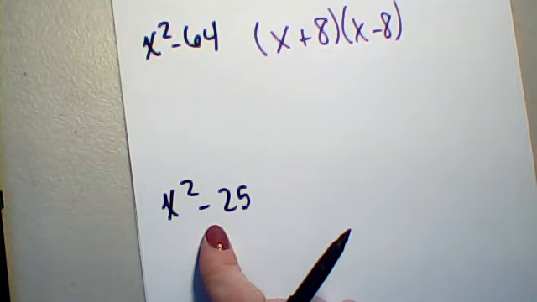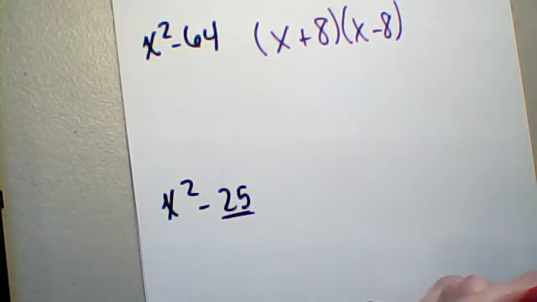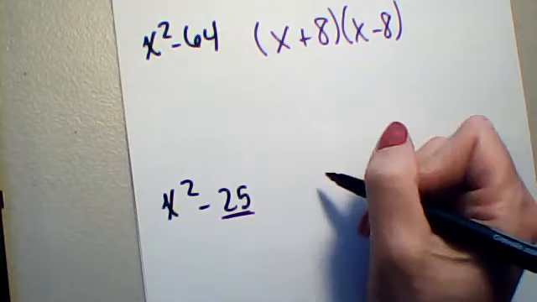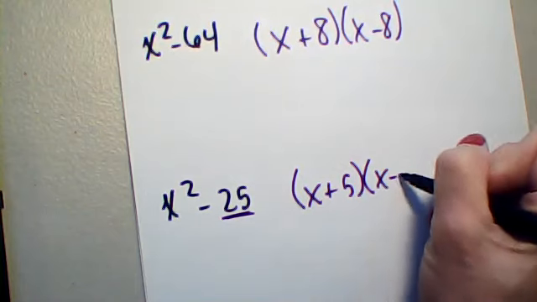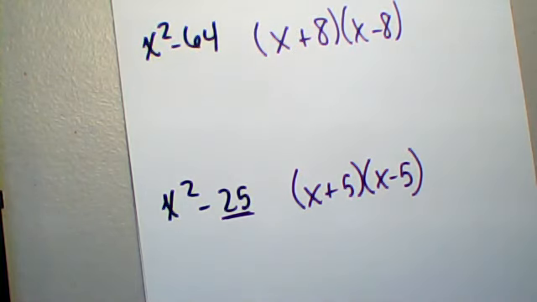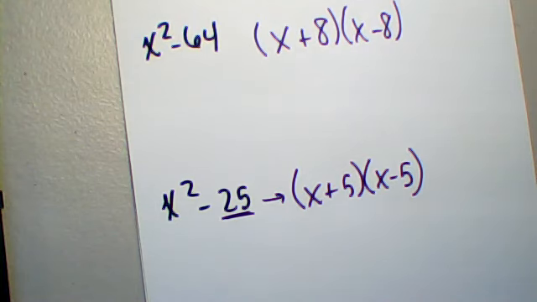Let's see, here's our next problem. X squared minus 25. 25 is a perfect square. What's it the square of? It's the square of 5. So it's going to be x plus 5 and x minus 5. And that's how you factor it. So that's just how you factor that problem.